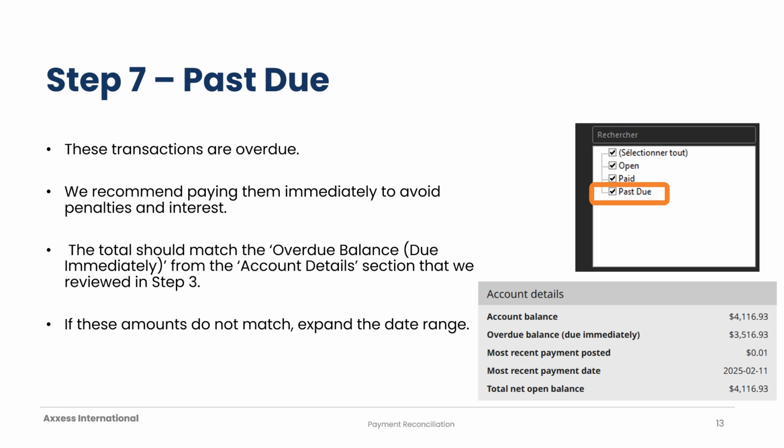Let's first have a look at the Past Due status. These are the transactions that are overdue. We recommend paying them immediately so that you avoid penalties and interest fees. The total should match the overdue balance due immediately from the account details sections as we've reviewed in step 3. If these amounts do not match, go back and expand the date range and export a new CSV file.